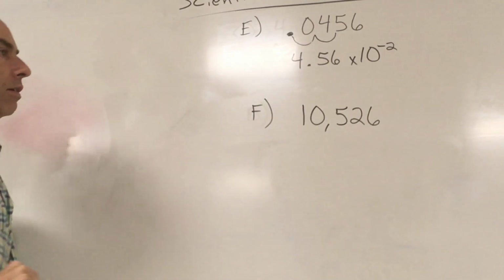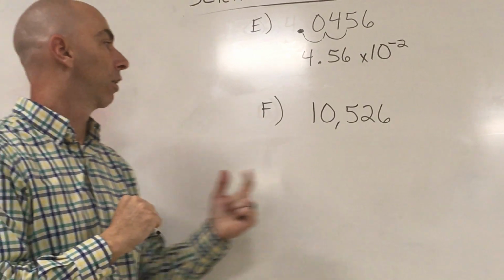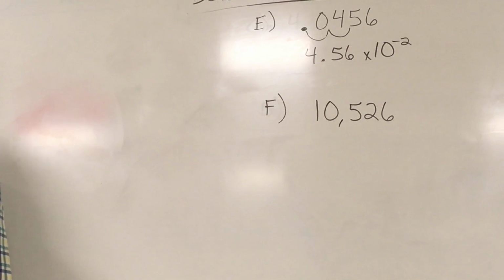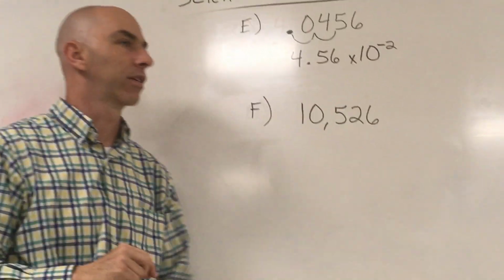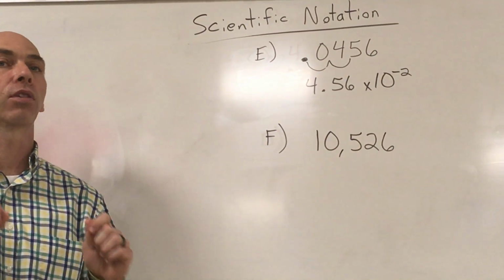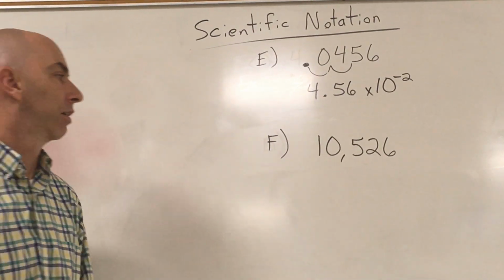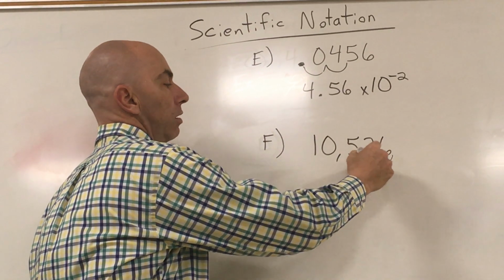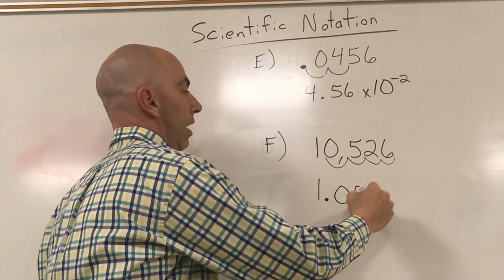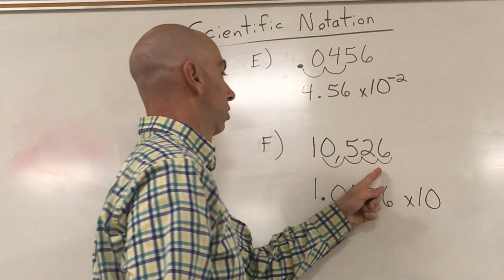10,526. Alright, Bella, what is the decimal right now? There's not one we see visually, so what do you think it is? Behind the six, perfect. Now, in between what two numbers do we need the decimal? 1 and 0, perfect. So I need to move it back 1, 2, 3, 4 places. 1.0526 times 10.